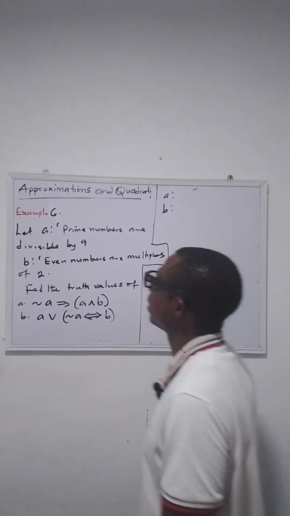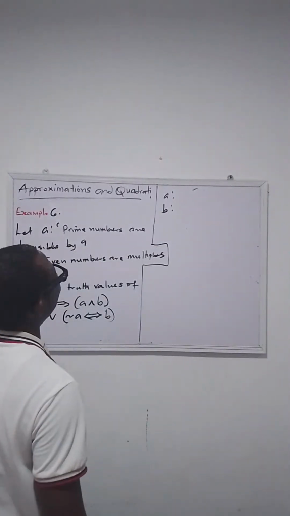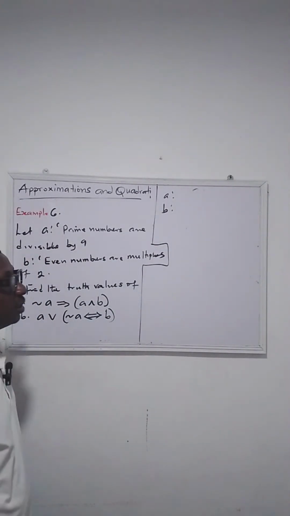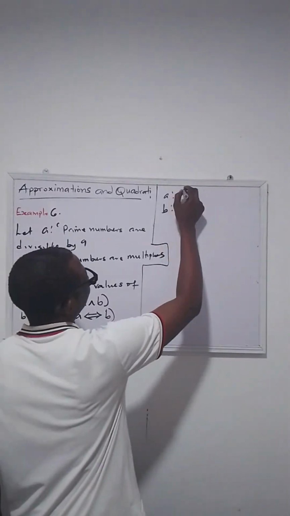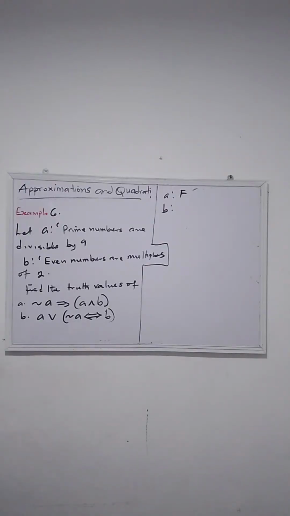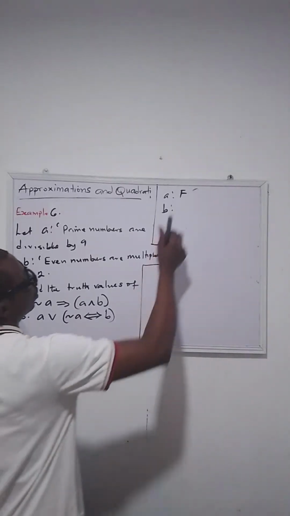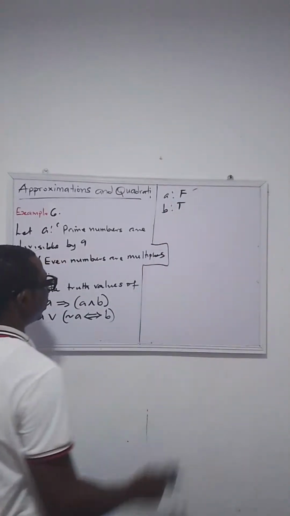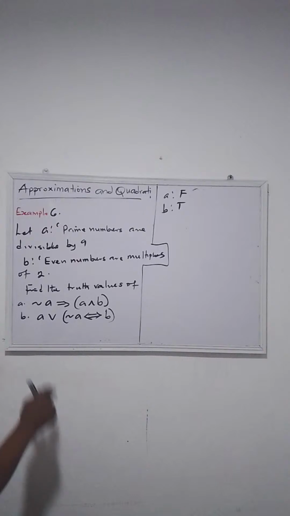Now, prime numbers are divisible by 9. That is false. It is false that prime numbers are divisible by 9. Now, the next one, even numbers are multiples of 2. That is correct. Even numbers are multiples of 2. So that is true. That's the truth value.